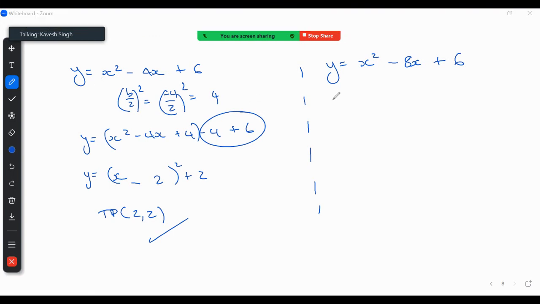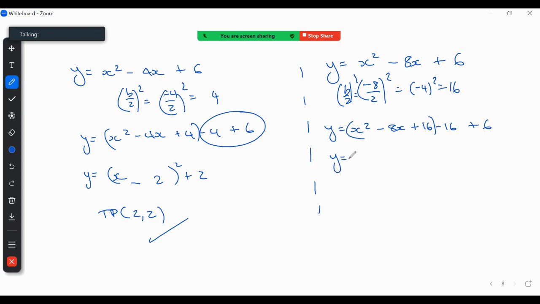So yeah, let's have a look at it. So this is going to be negative 8 over 2 squared. It comes to negative 4 squared, which is 16. So y equals x squared minus 8x plus 16 minus 16 plus 6. This will become x minus 4 squared. Minus 16 plus 6 is minus 10. And so the turning point would be (4, negative 10).